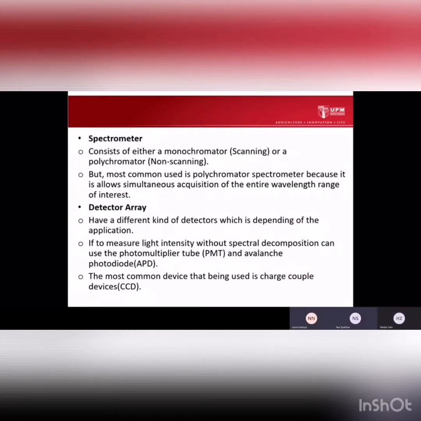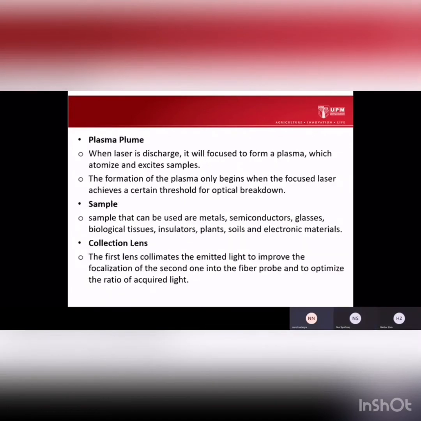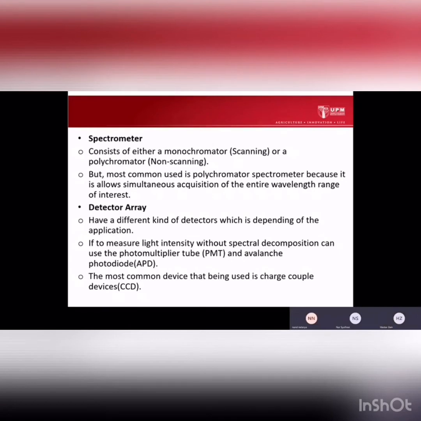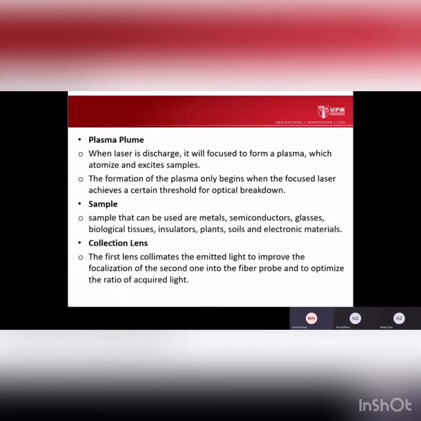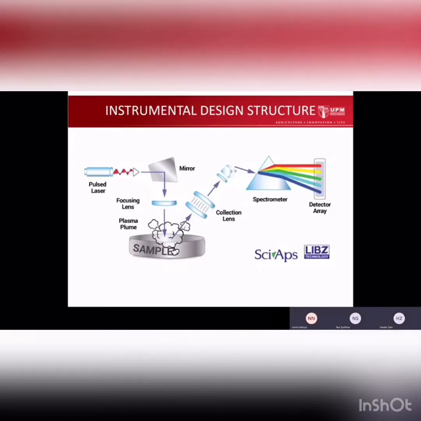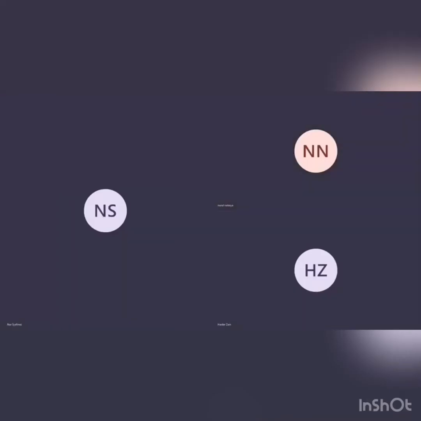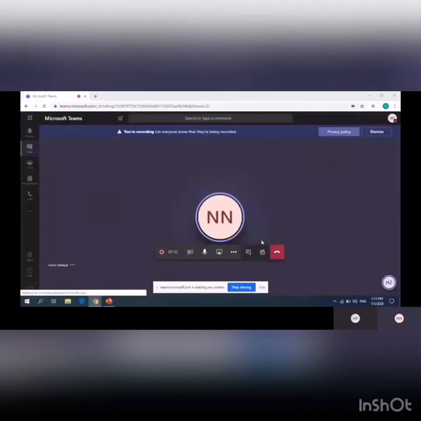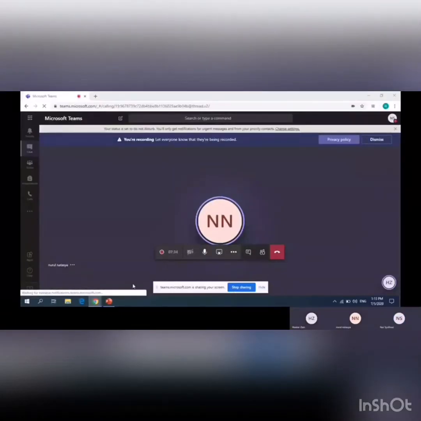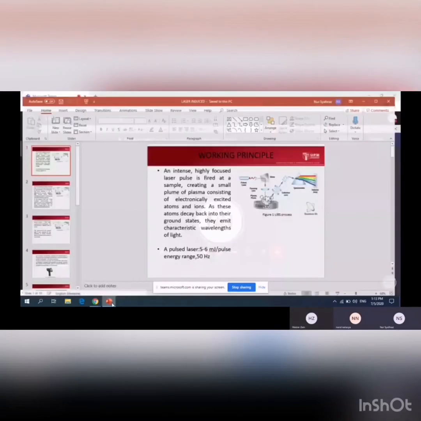Oh, what CCD? Okay. I think you guys understand, right? Yes. Shafinas will explain in more detail how the working principle goes, right, Shafinas? Yep. Okay. Then I will proceed to the working principle of the LIBS system.